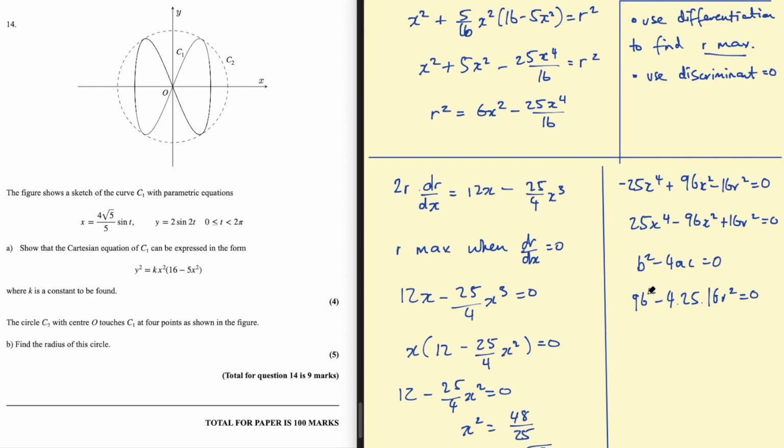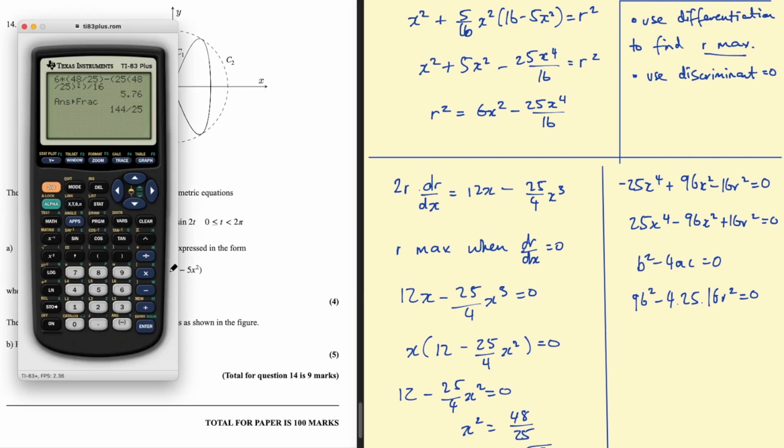So this would be 96 squared divided by 4 times 25 times 16. And you can see we get the same solution. 144 on 25. So r squared equals 144 on 25. So r equals 12 on 5.